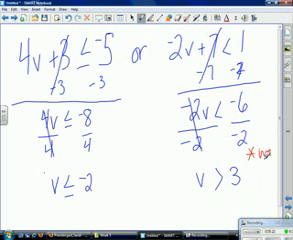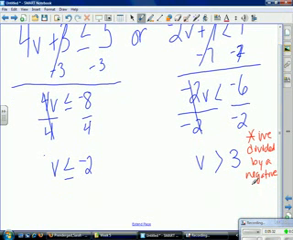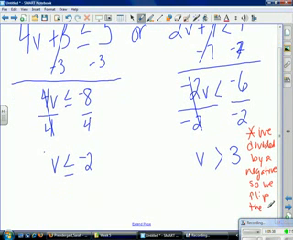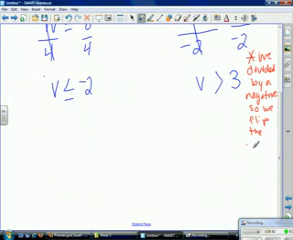We divided by a negative, so we flip the inequality.